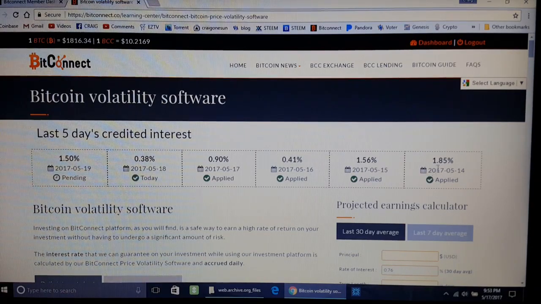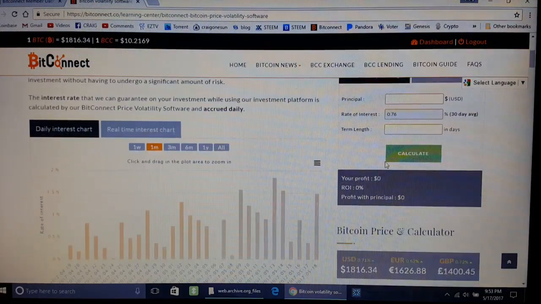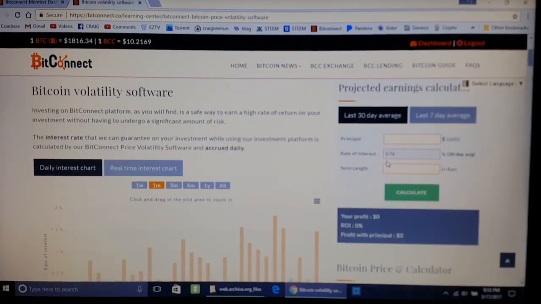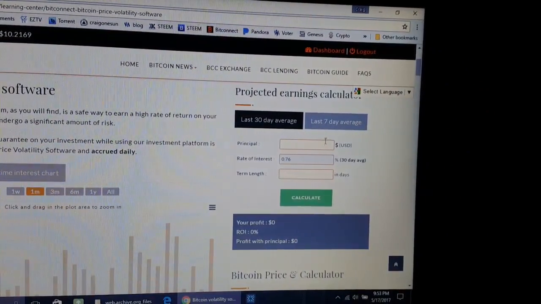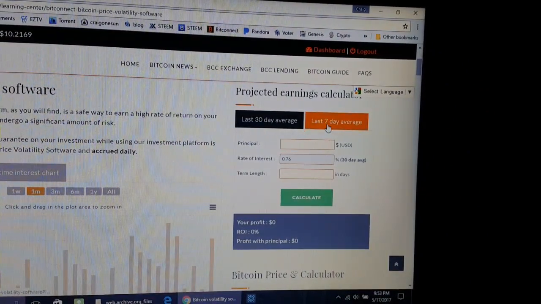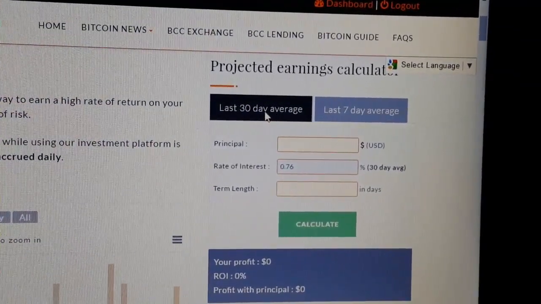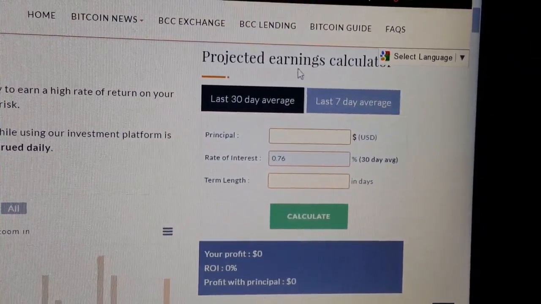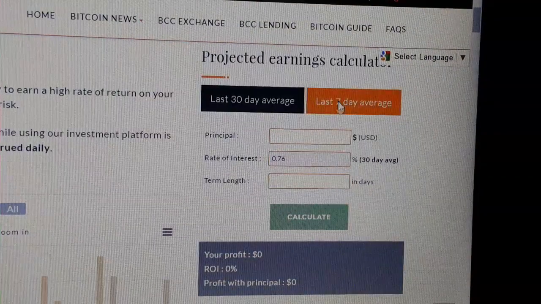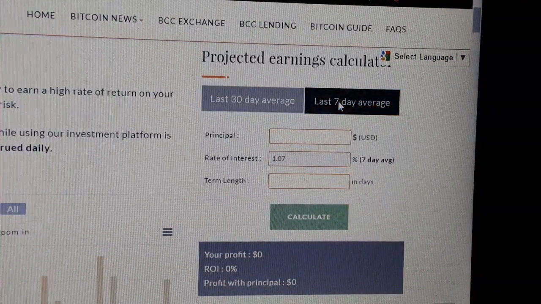This is for the last 5 days, right? 1.56, 0.41%, 0.9, 0.38, 1.5. And then sometimes it goes down to like 0.02, but it doesn't matter what the daily is, because over here you have a calculator that tells you what the 30-day average is and the last 7-day average is, right? So for this example, I'm going to use the 30-day average. Let's see what it is: 30-day average is 0.76, 7-day average is 1%.